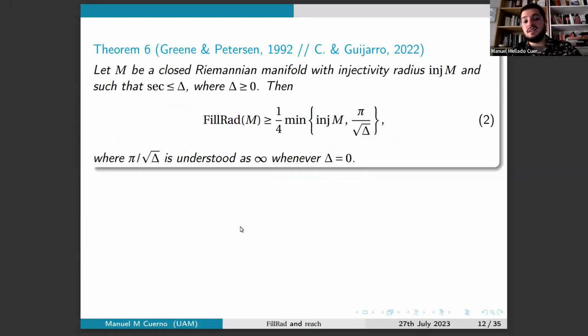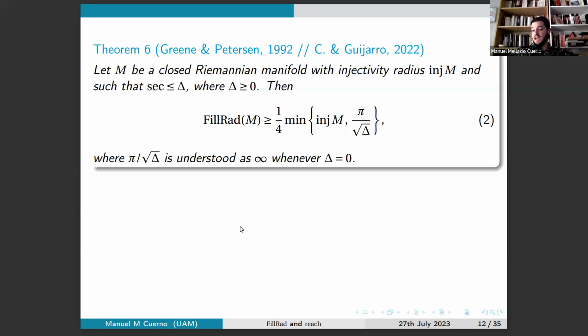In this theorem, first shown by Greene and Petersen in 1992, and for which we gave a different proof in our paper, we show that if M is a closed Riemannian manifold with injectivity radius, that quantity, and sectional curvature less than or equal to delta, with delta non-negative, then the filling radius is greater than or equal to 1/4 the minimum of the injectivity radius, or pi over the square root of delta.